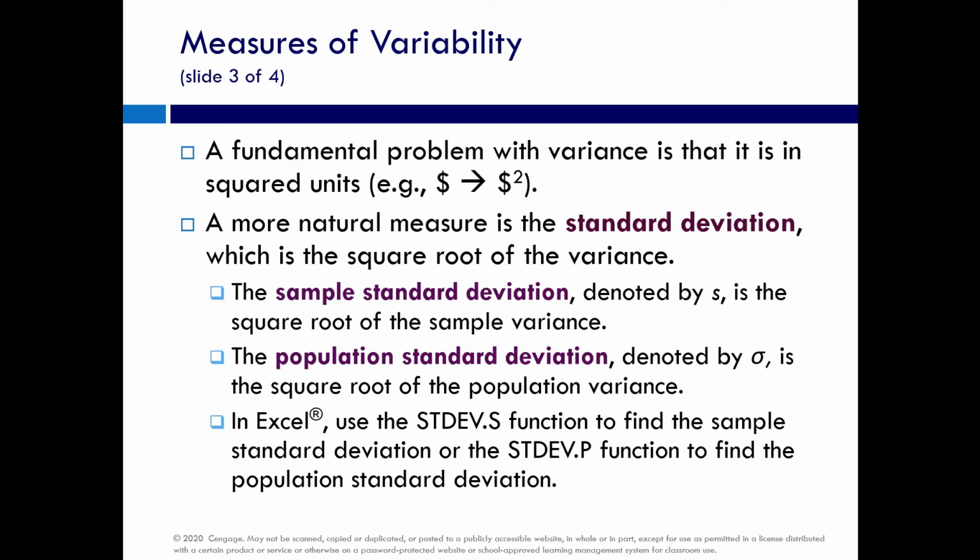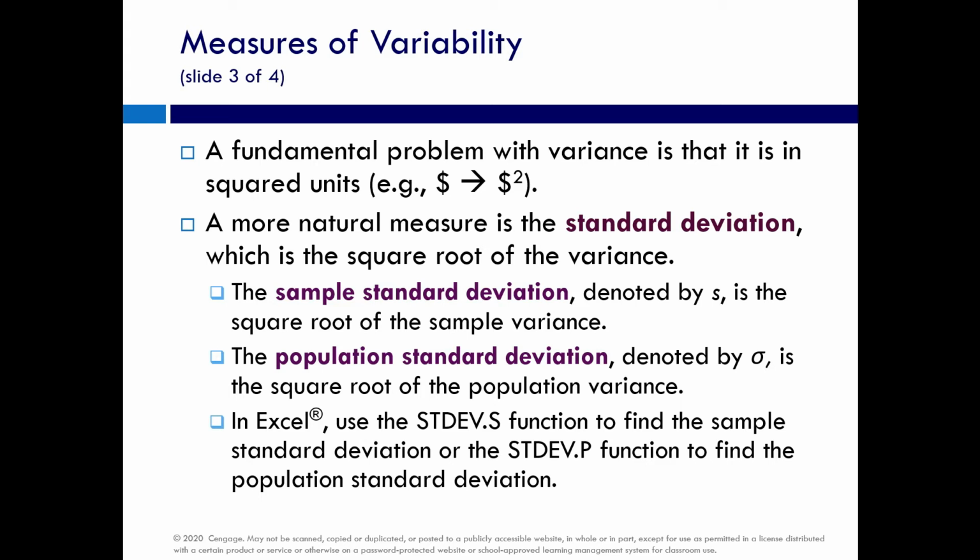A fundamental problem with the variance is that it is squared, for example, dollars squared. A more natural measure is the standard deviation, which is the square root of the variance. The sample standard deviation is denoted by S and is the square root of the sample variance. The population standard deviation is denoted by sigma, and is the square root of the population variance.